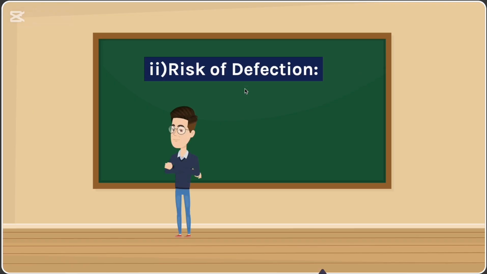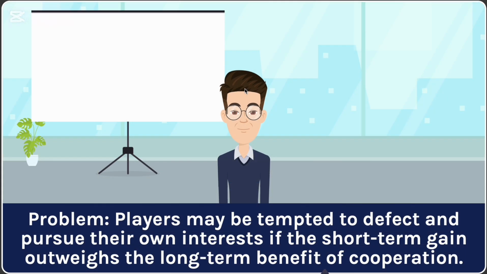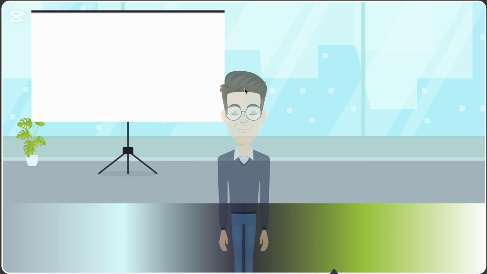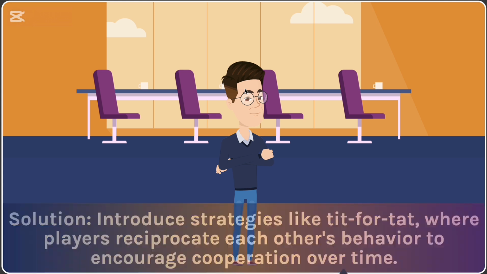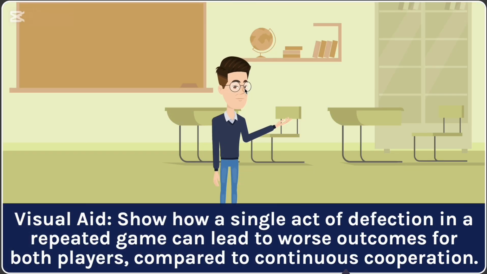Risk of defection. Problem: players may be tempted to defect and pursue their own interests if the short-term gain outweighs the long-term benefit of cooperation. Solution: introduce strategies like tit for tat, where players reciprocate each other's behavior to encourage cooperation over time. Visual aid: showing how a single act of defection in a repeated game can lead to worse outcomes for both players compared to continuous cooperation.